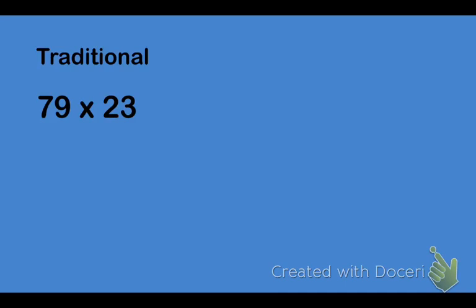So in this video, we're going to talk about the traditional way of multiplying multi-digit numbers. So what does that mean? Well, I'm going to take this problem and rewrite it just so that it looks a little bit nicer to work with. I'm going to rewrite it vertically, which means one number on the top and one on the bottom, instead of being side by side.